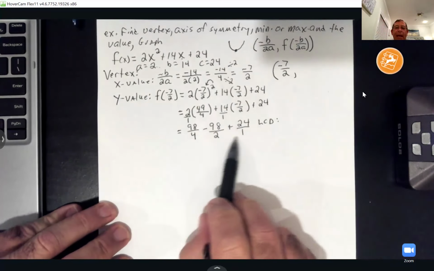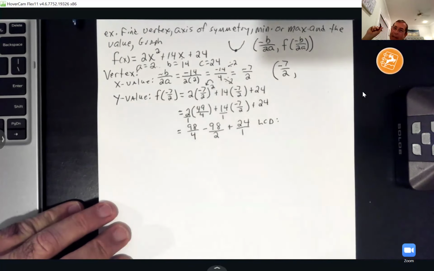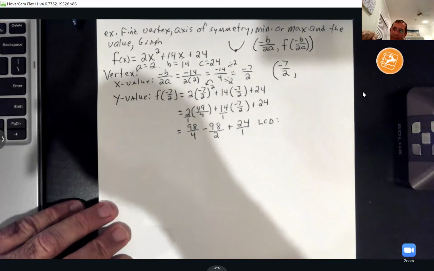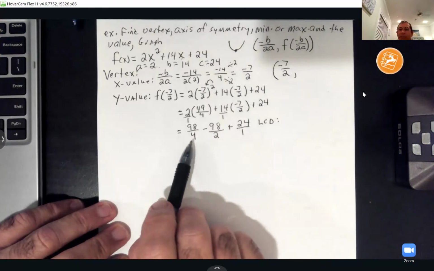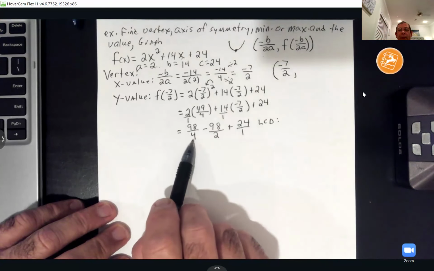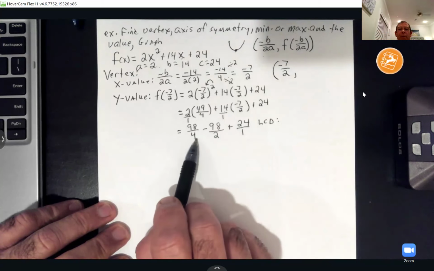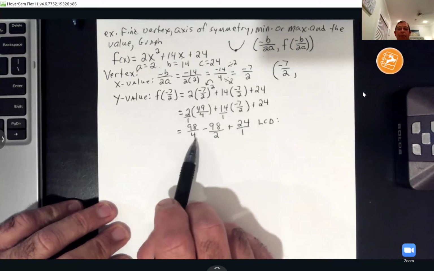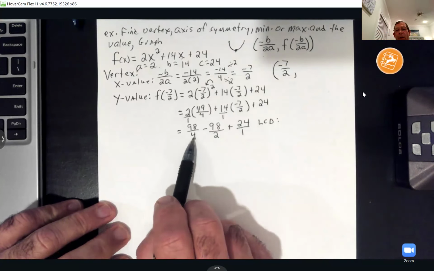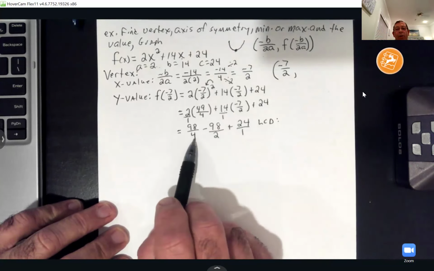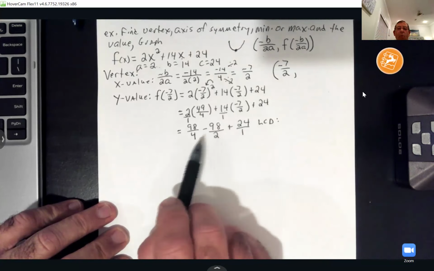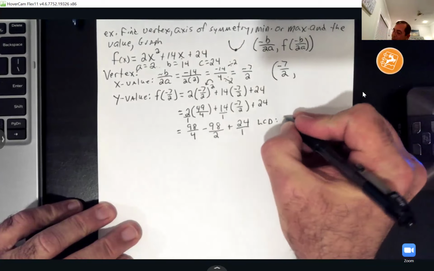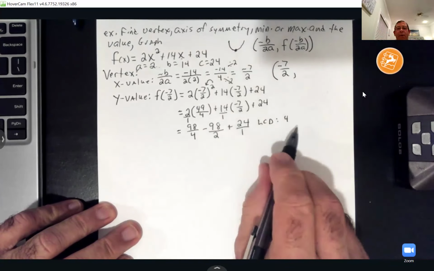And before I can add these 3 numbers, they need to have a least common denominator. So usually on this problem, your least common denominator will be the largest number. Okay, because a 4 is already a 4. I can turn a 2 into a 4, and I can turn that 1 into a 4. So this least common denominator for this problem will be a 4.